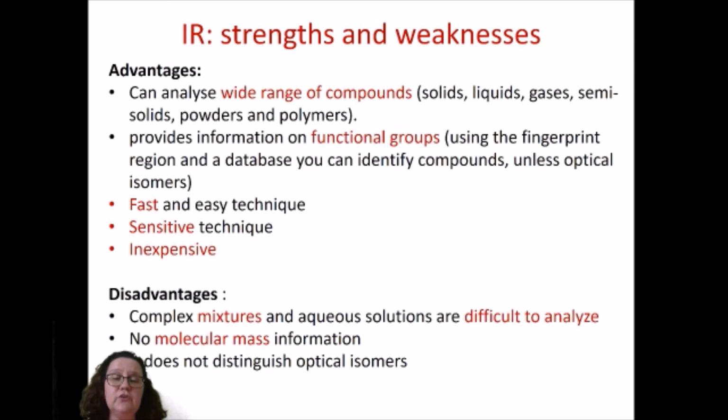Mixtures in aqueous solutions are difficult to analyze just because the broadness of the hydroxyl band can really deform the spectrum. It's very wide and it occupies half of the spectrum, and in the other half the bands tend to be very small. It doesn't give you molecular mass information. You don't know the molecular mass or the composition of that compound, and as I mentioned before, it does not distinguish optical isomers. If you have two enantiomers, they will have the same infrared spectrum.